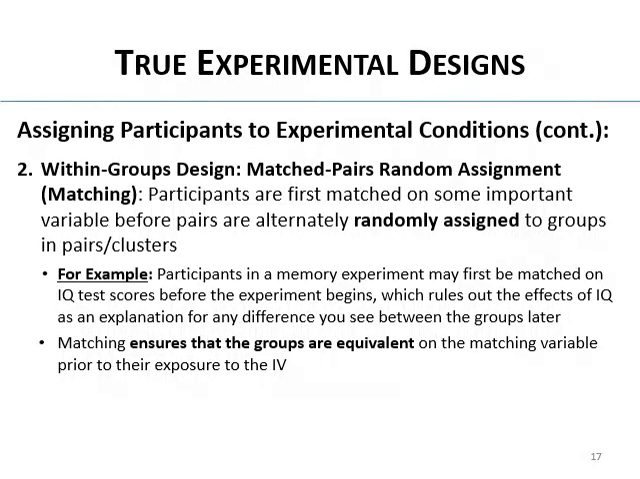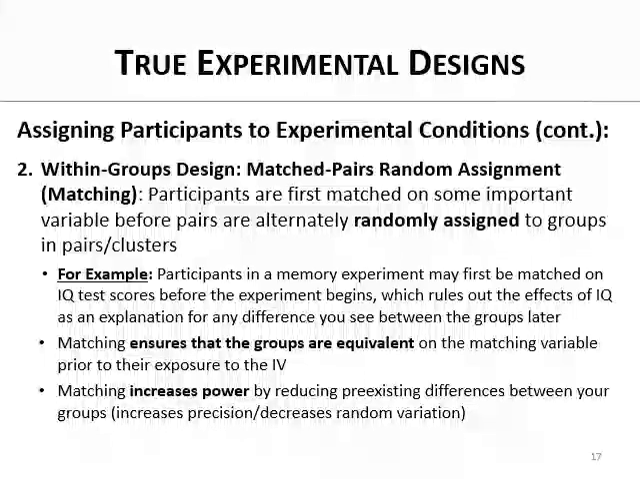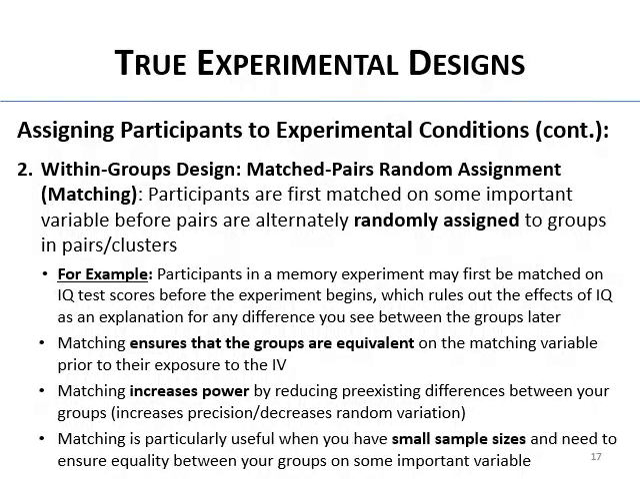So matching ensures that the groups are equivalent on the variable you matched on prior to their exposure to the independent variable. And matching increases power because it reduces pre-existing differences between the groups. It increases your precision, and it gets rid of noise, really, is what it does, because you've already equalized them on one thing that might have been important. It makes the groups less noisy, more similar to each other from the get-go.